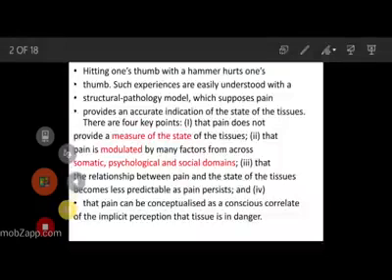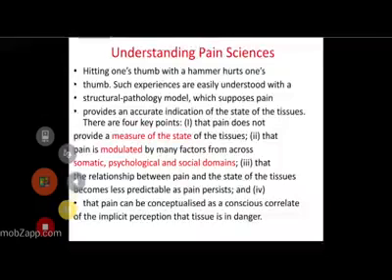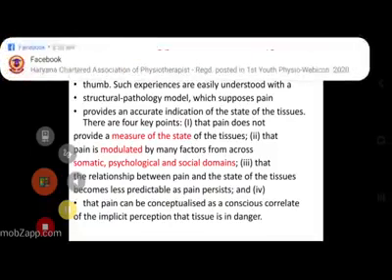Then moving forward, there is something very important you should understand, that is pain sciences, the basics of pain. For example, if somebody gets hit on the thumb with a hammer, one's thumb hurts, right? Such experiences are understood easily with a structural pathology model, that a tissue was injured or you got a hit on your thumb, which caused pain.